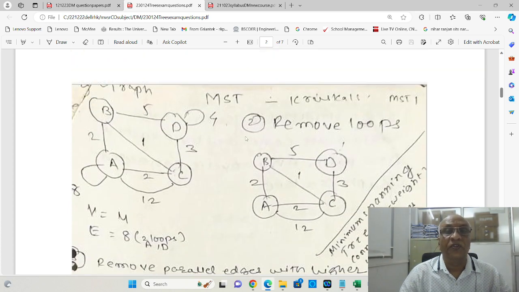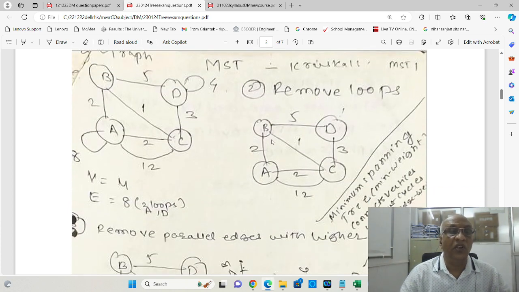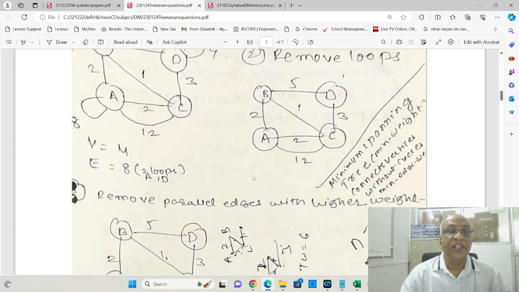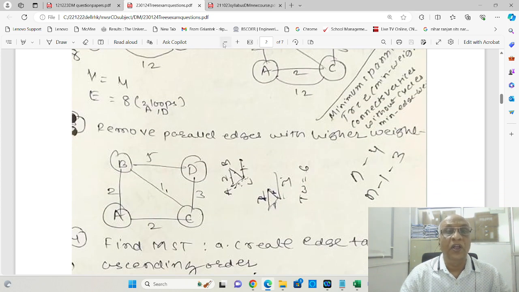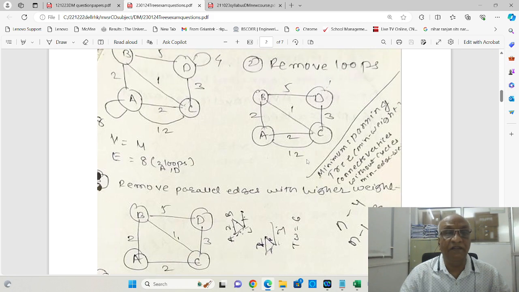So, the first step in Kruskal's algorithm is to remove loops. We need to check where the loops are in this graph. At node A there is a loop, and at node D there is a loop, with weights 8 and 4. So, these two loops are removed. You can see in the second diagram that the loops are no longer there at nodes A and D. The second step is to remove parallel edges with higher weights.